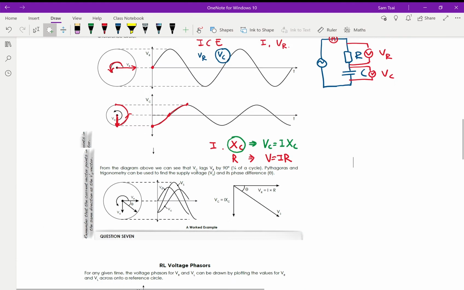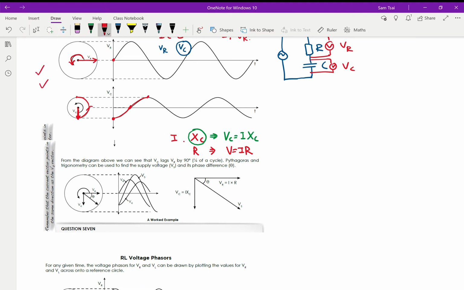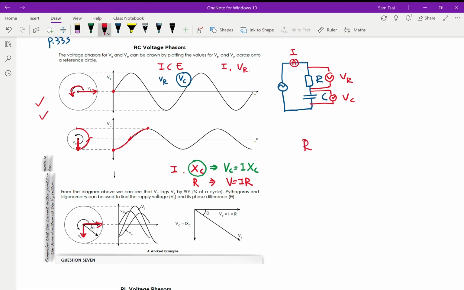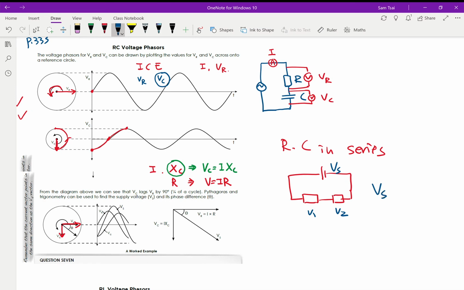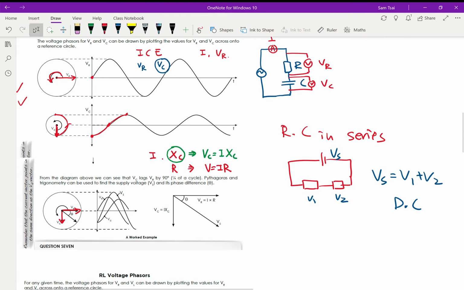So if we combine these two diagrams together, here is our VR, sorry, and here is our VC. Then we can add them together. What does that mean? R and C, resistor and capacitor, are in series. Am I right? From a very basic DC idea, if I have two elements here, they are in series. This is the source VS, and here I have V1, and here I have V2. When they are in series, VS equals V1 plus V2. Am I right? In DC. And in AC it is the same. They are in series, so VS will equal VR plus VC.